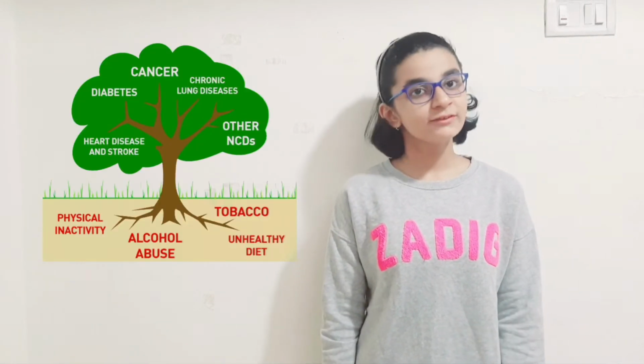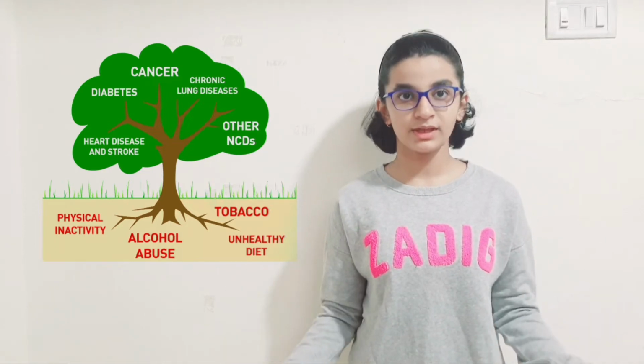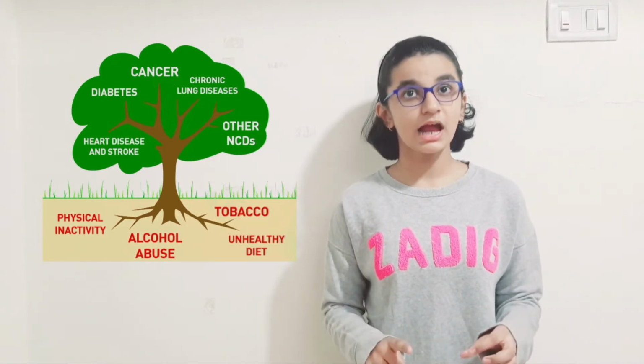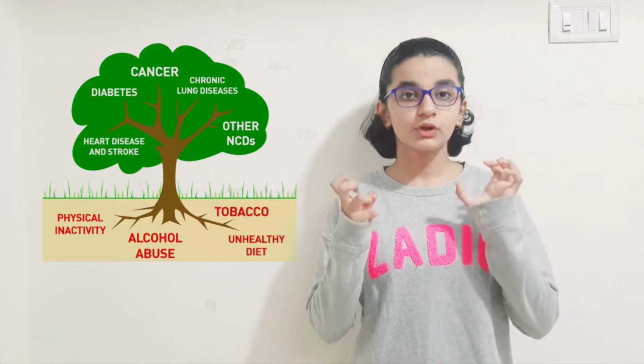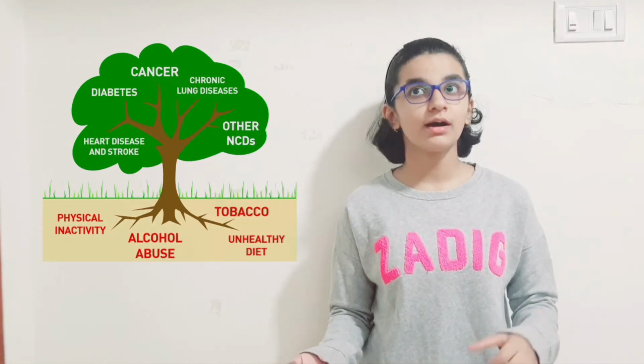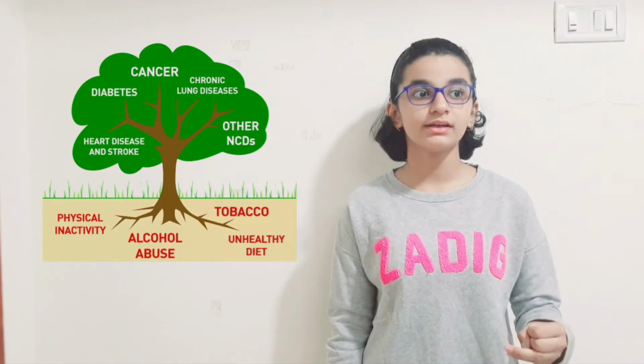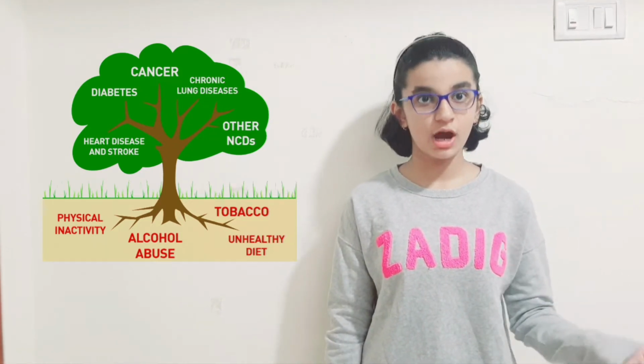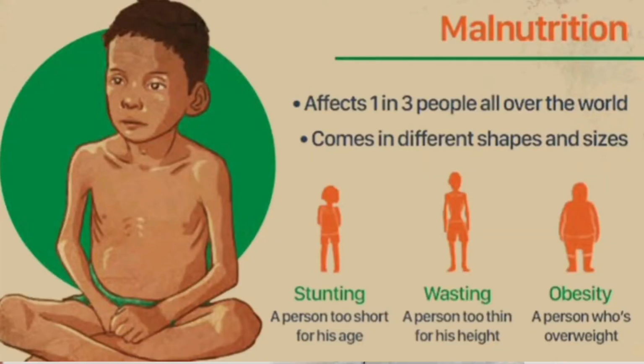Lifestyle diseases. Lifestyle diseases are a type of non-communicable disease. These diseases are caused due to an unhealthy lifestyle. For example, obesity, diabetes, and high blood pressure, etc. are some of the lifestyle diseases. Malnutrition. Now, what is malnutrition? Malnutrition is a condition in which a nutrient is poorly taken or overtaken.